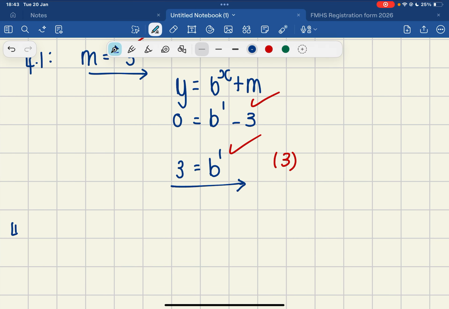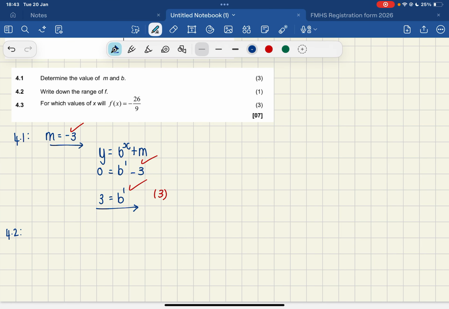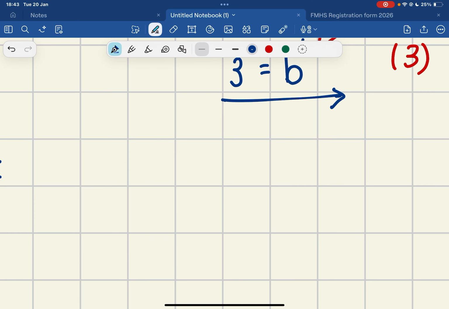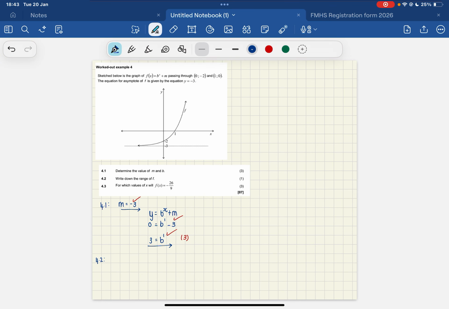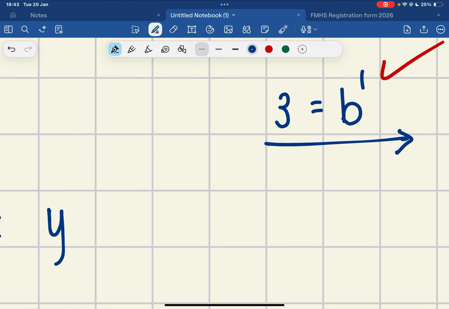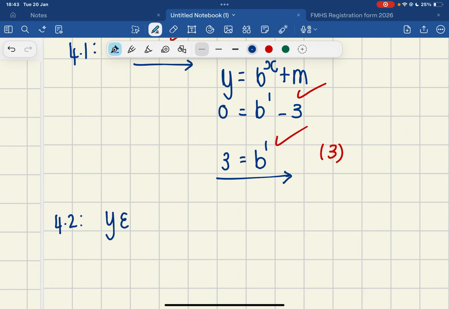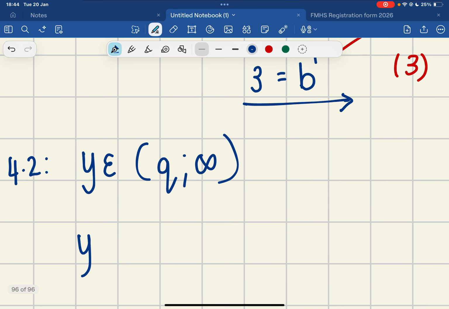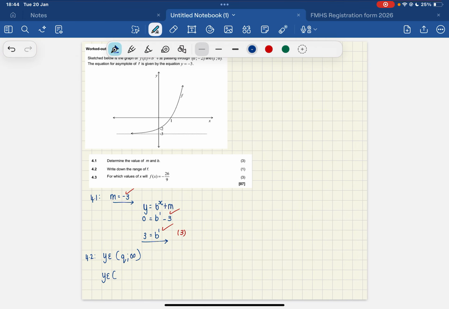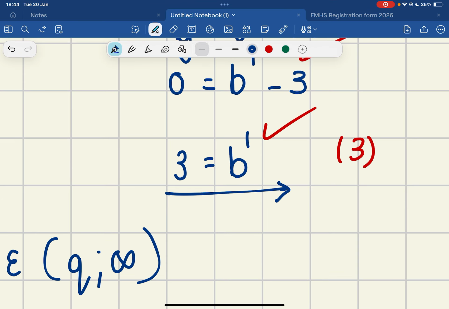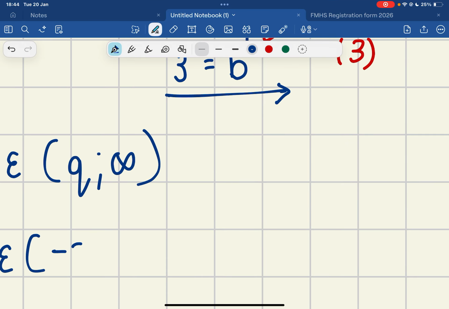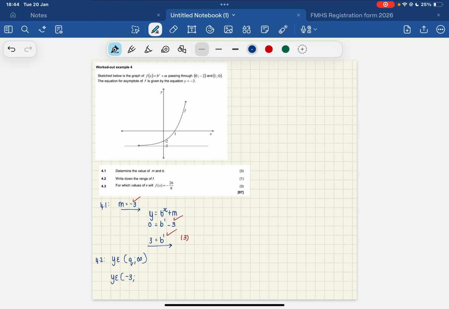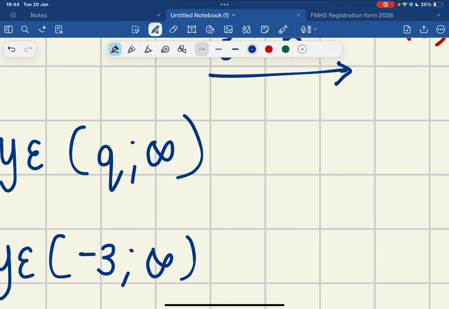And then from there, question 4.2 tells us, write down the range of f. Remember, a is positive, so therefore y is an element of, from q round bracket to positive infinity round bracket. What's the q value? Your q value in this case would be -3, and up to positive infinity.